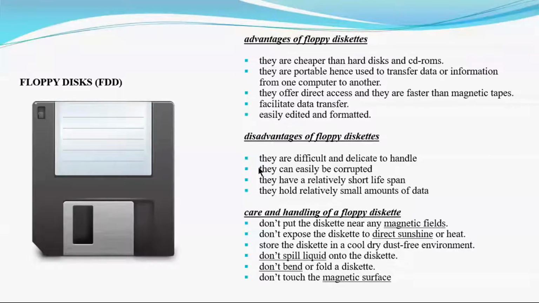Okay, so how do we take care of the floppy diskettes? Don't put the diskette near any magnetic fields, because when you put a magnetic material in a magnetic field, it kind of reacts to the environment, to the fields. Okay, then don't expose the diskette to direct sunshine or heat. There you will lose it, or you will spoil it. Then you should store it in a cool, dry, dust-free environment. Okay, you should not spill liquids onto the diskette. Computers and liquids, they don't connect.